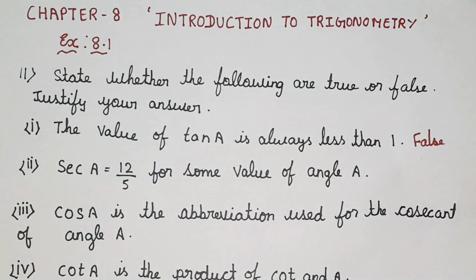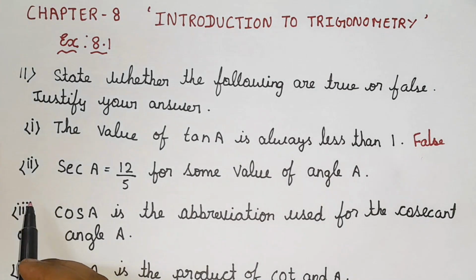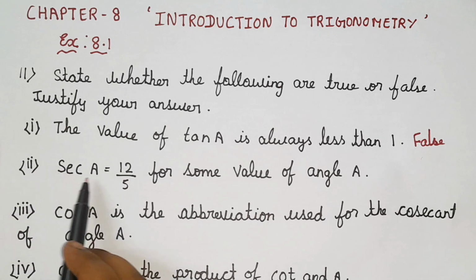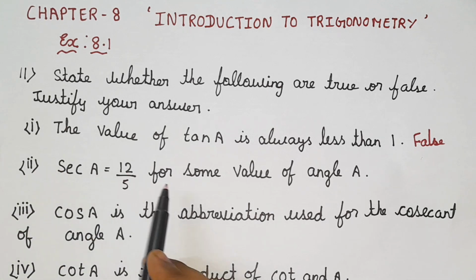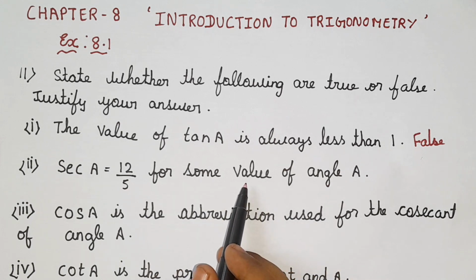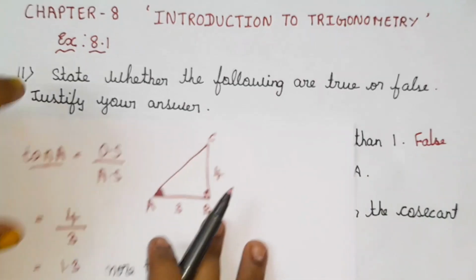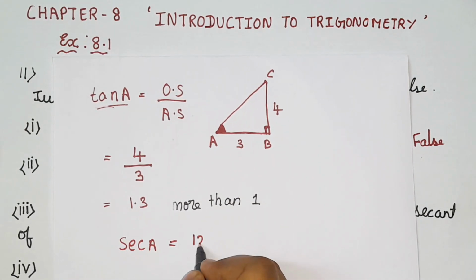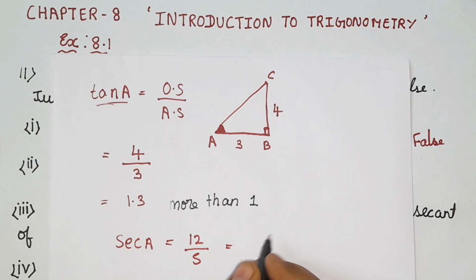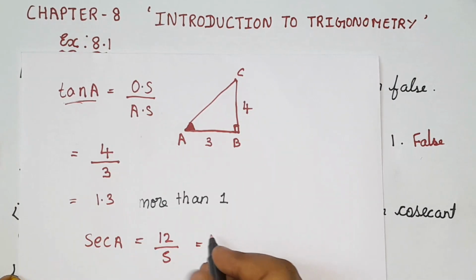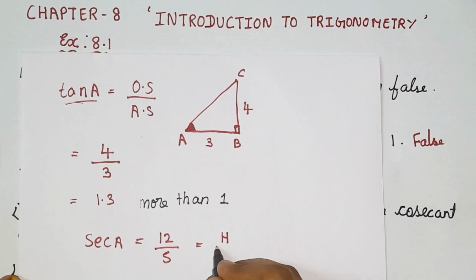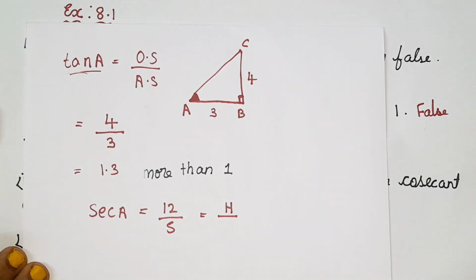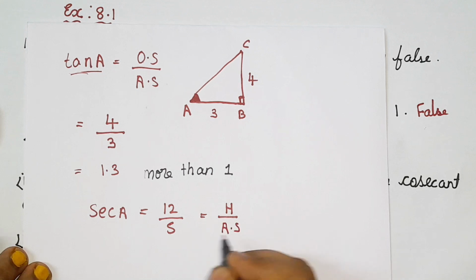Now let us read the second subdivision. According to the second subdivision, we have secant A is equal to 12 by 5 for some value of angle A. I know this statement is somewhat twisted to understand, so don't worry. First let us write the value: secant A is equal to 12 by 5. You know the formula, right? The secant A formula is hypotenuse by adjacent side, isn't it? So this is the formula for secant A.